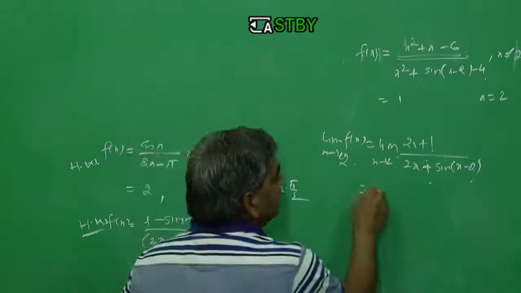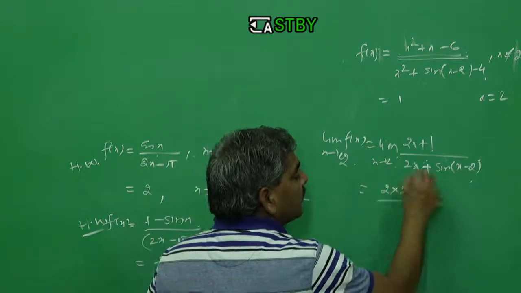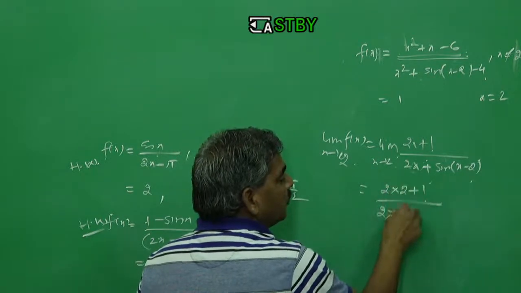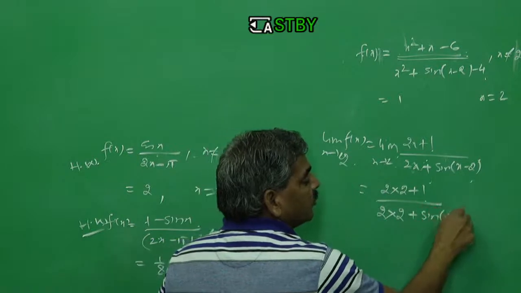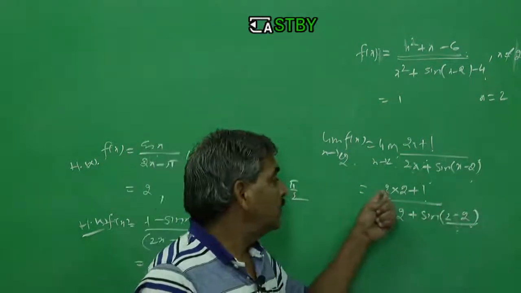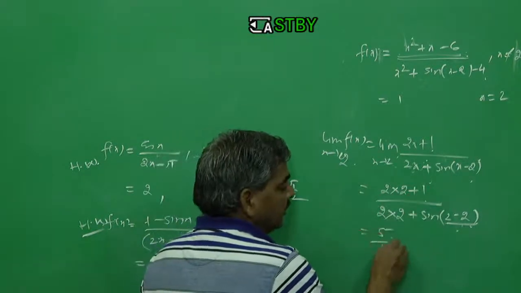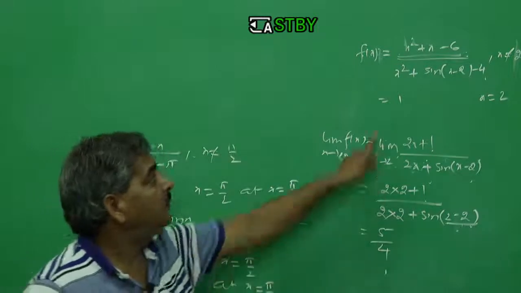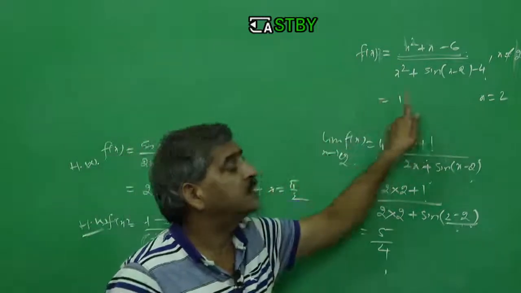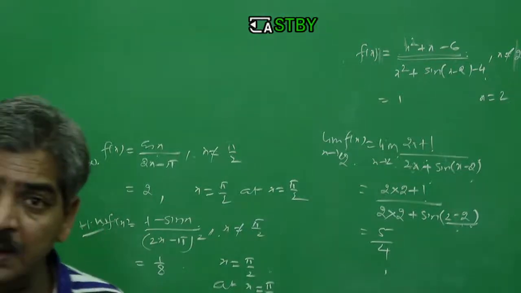Okay. So this is equal to, put x is equal to 2: 2 into 2 plus 1 whole upon 2 into 2 plus cos of 2 minus 2. 2 minus 2 is 0, cos of 0 is 1. 2 into 2 is 4 plus 1 is 5. Okay. 5 upon 4. So the value of the function at 2 is 1, therefore the function is not continuous.